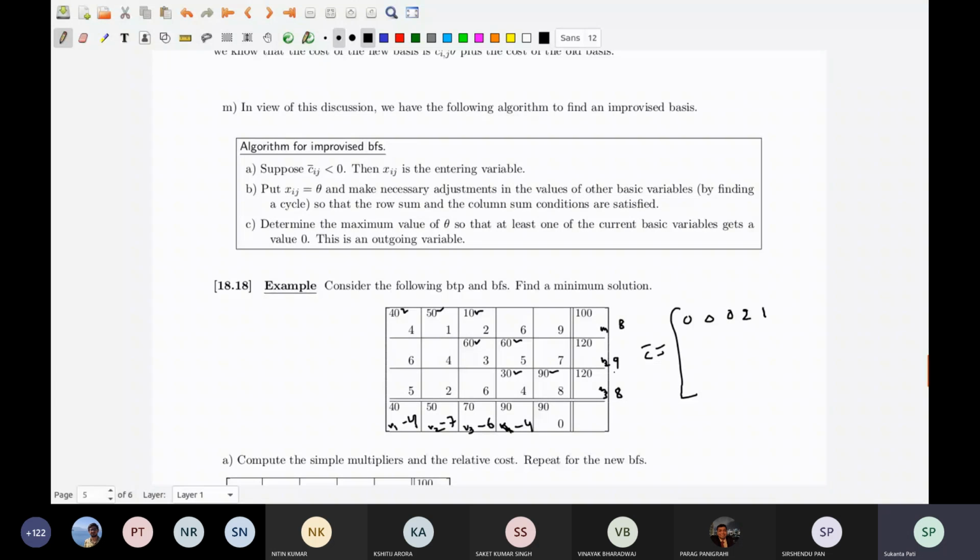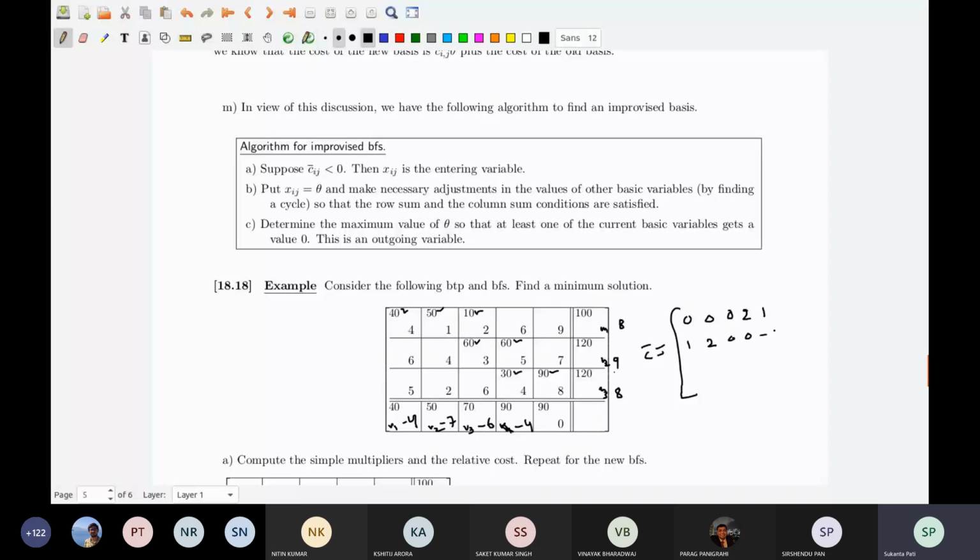6 minus 9 plus 4, that is 1. 4 plus 7, 11 minus 9, 2. Basic 0, 0. 7 minus 9 plus 0, so minus 0, that is -2. Okay, we have got a negative entry.